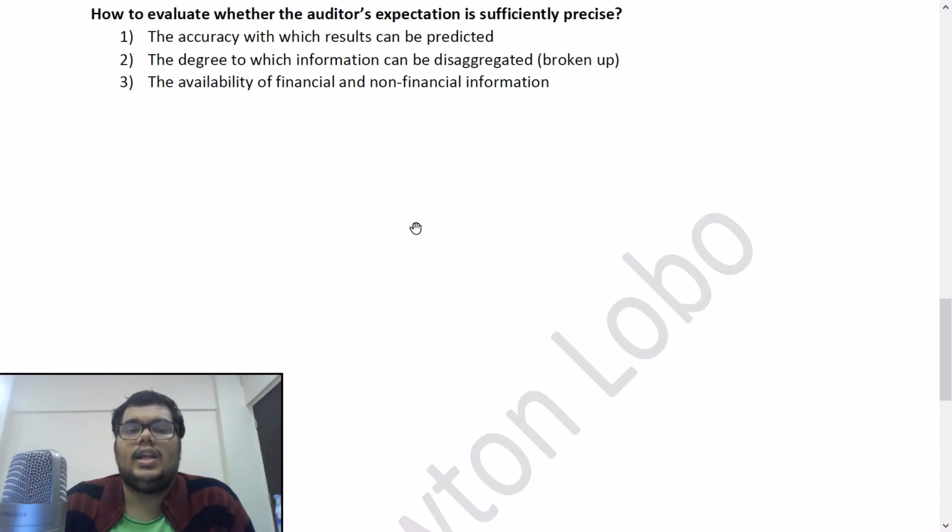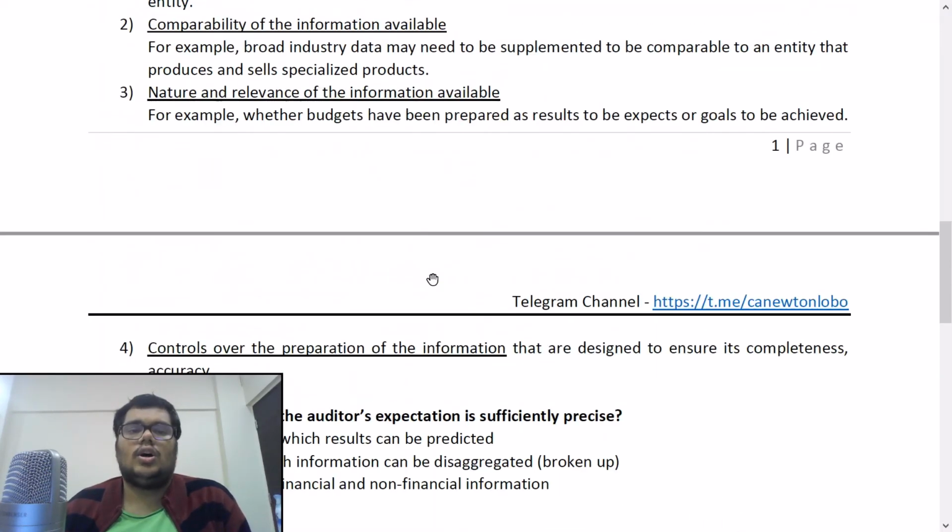Point number 3, the availability of financial and non-financial information. Now obviously, to build an expectation, you need some kind of financial or non-financial information to build an expectation for the current year. Somebody will have to tell you that this caption has not undergone any change in the current year, so you can just add maybe a 2 or 3% kind of fluctuation. So you require some kind of information, and the availability of that information is important for you to be able to build up a precise expectation. So this is all about ESA 520.